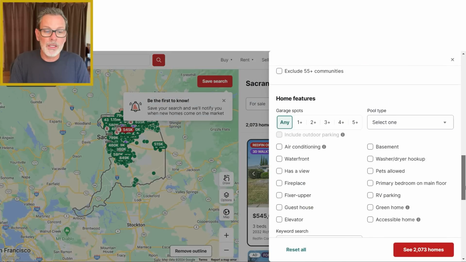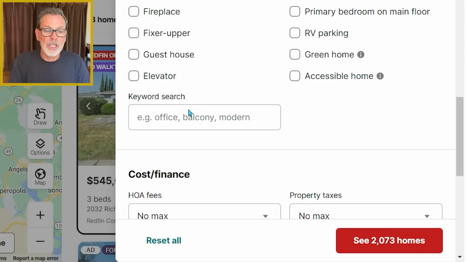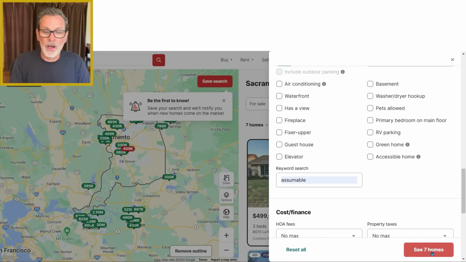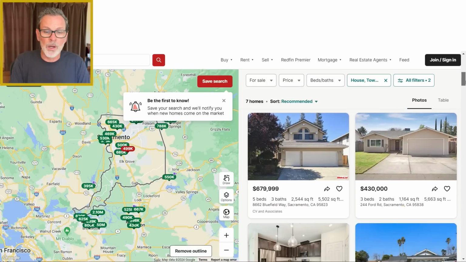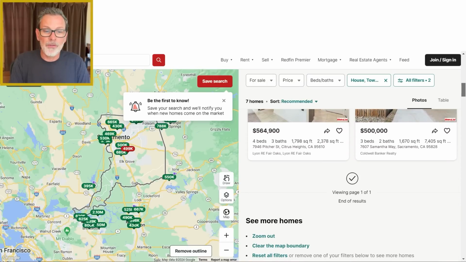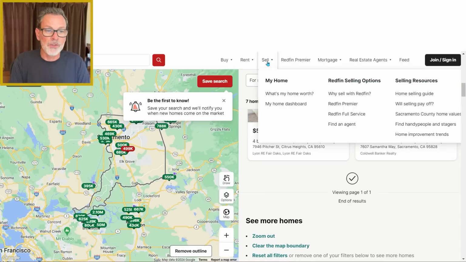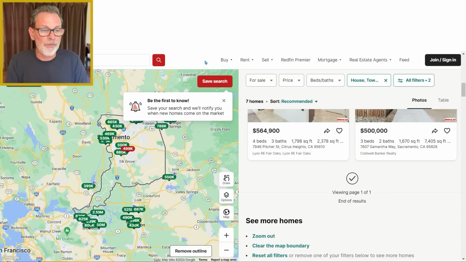Which is right here. Keyword search: Assumable, 7 houses. So kind of the same houses we're seeing on these other websites as well. So that's how you find these houses that have this potential for an assumable mortgage. You do not need to have a real estate agent find these for you.